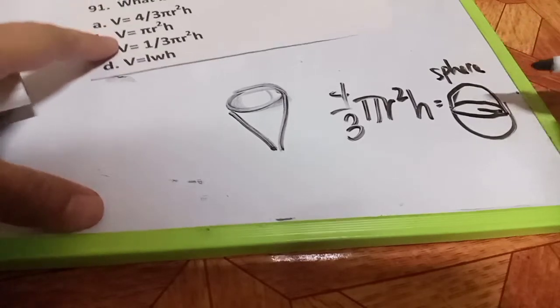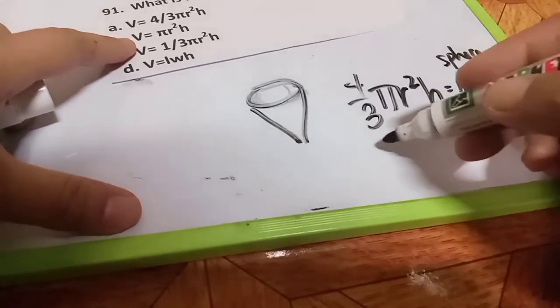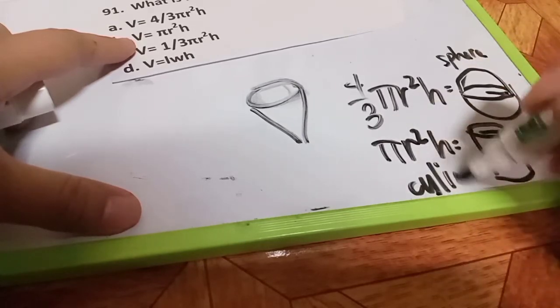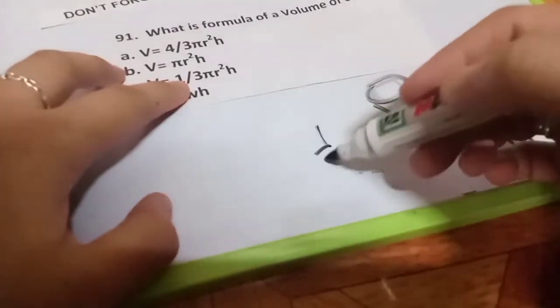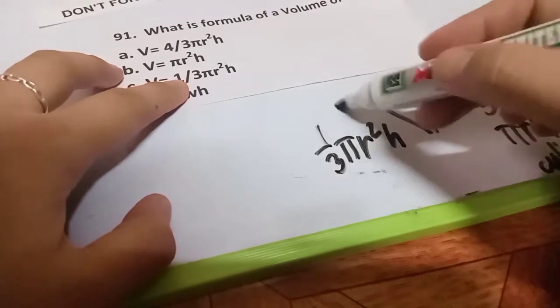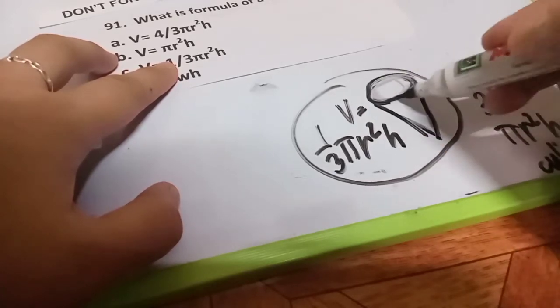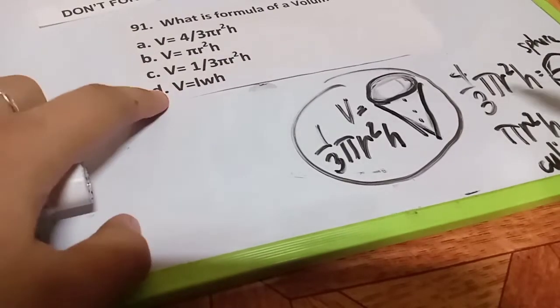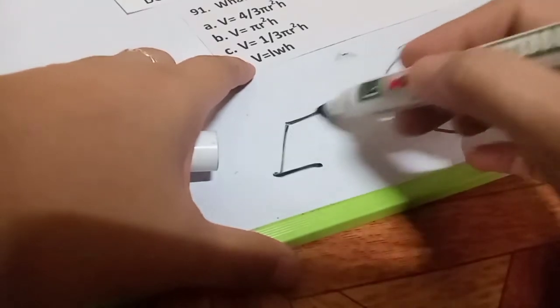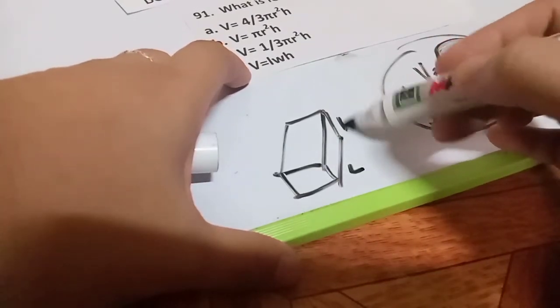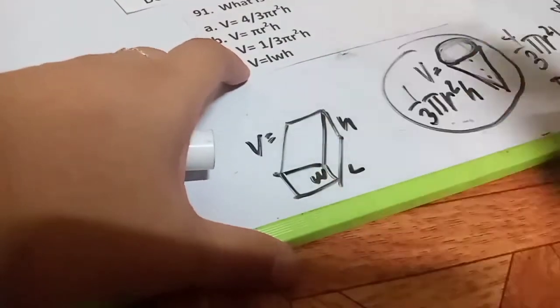Okay, so letter B, volume pi r squared times height. Pi r squared times height is what you call a cylinder. So take note that this is a cylinder. Okay, so the answer is letter C. This is 1/3 pi r squared times height. So this is the volume of a cone. Take note, cone. Okay, so letter D is the prism. If you look at the prism, we have the length, the height, and the width. So this is the volume of a prism.